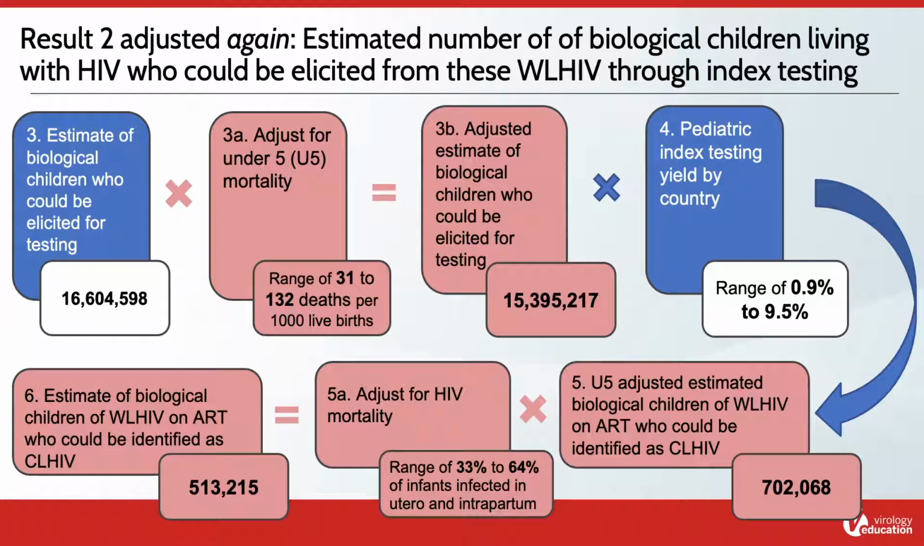We then adjusted our calculation again to account for under 5 mortality and HIV-related mortality, as we know children die before testing, diagnosis, and linkage to ART. This adjustment revealed the final estimated number of biological children of WLHIV on ART that could be identified as CLHIV as 513,215.